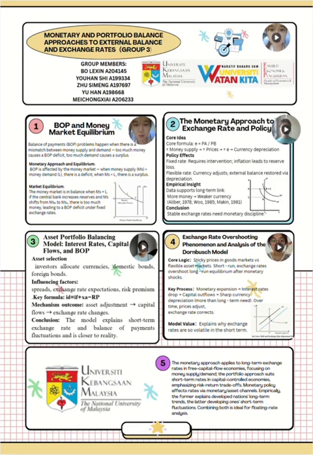The second is monetary approach and equilibrium. Balance of payments is affected by the money market. When money supply is greater than money demand, there is a deficit, and when money supply is less than money demand, there is a surplus. The last one is market equilibrium. The money market is in balance when money supply equals money demand.